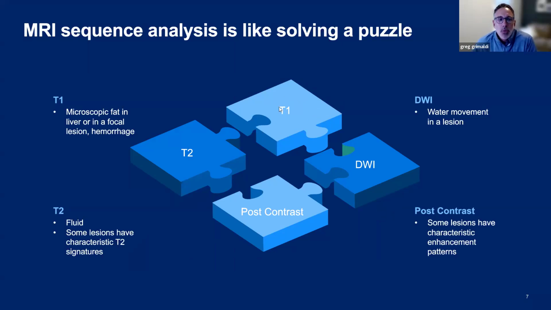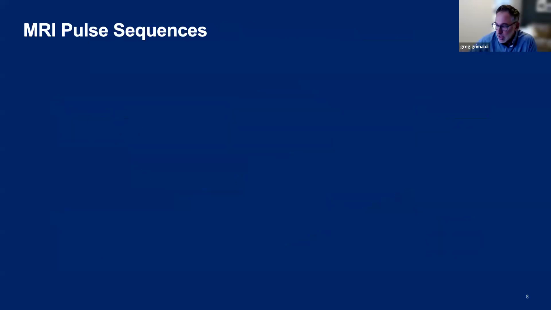Well, if I look at a T1 weighted image, as you'll soon see, that tells me something about fat and hemorrhage. So I can say if there's microscopic fat in the liver, if the liver is steatotic. I can tell you whether there's focal fat within a lesion, which might help me narrow my differential diagnosis. I can tell you whether there's hemorrhage within a lesion, which is clinically important and also can help me narrow down my diagnosis.